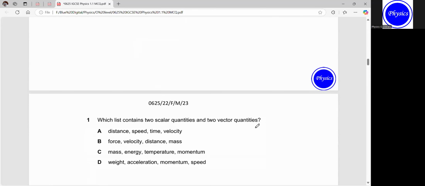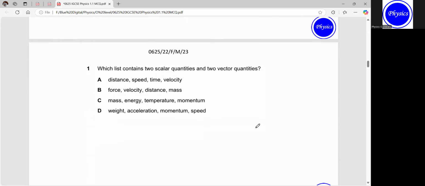Okay, next one. Which list contains two scalar quantities and two vector quantities? Two scalar and two vector. Distance is a scalar, speed is a scalar, time is no, only two scalar, two vector. Force is a vector, velocity is a vector, distance is a scalar, mass is a scalar. B. What about C? Mass is a scalar, scalar, scalar, vector. Wrong. Okay, this one is vector, vector, vector, scalar, again wrong. So only option B is correct.